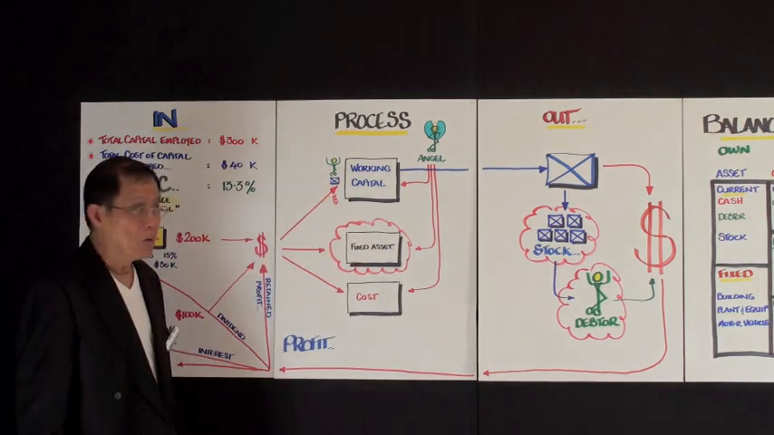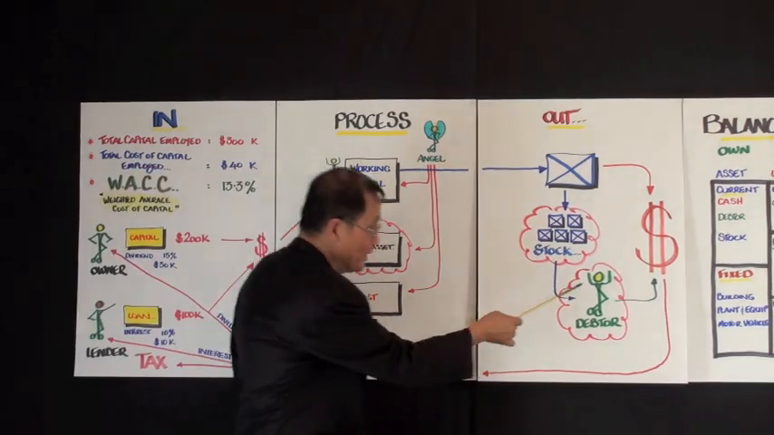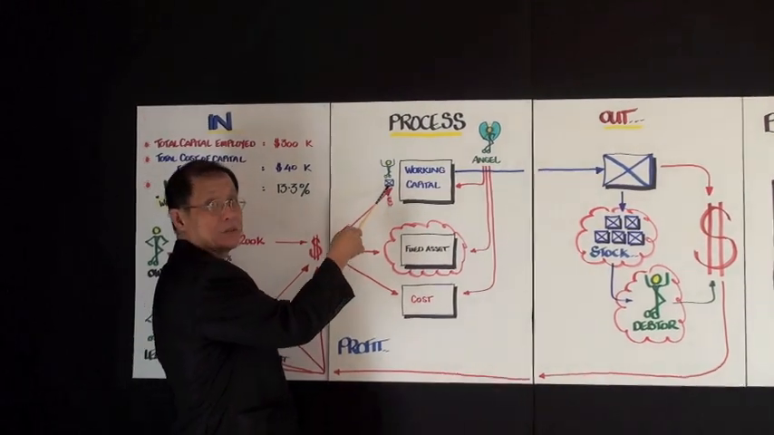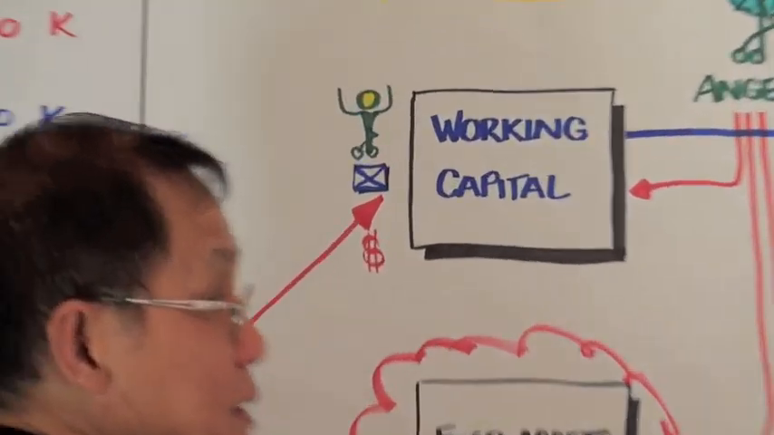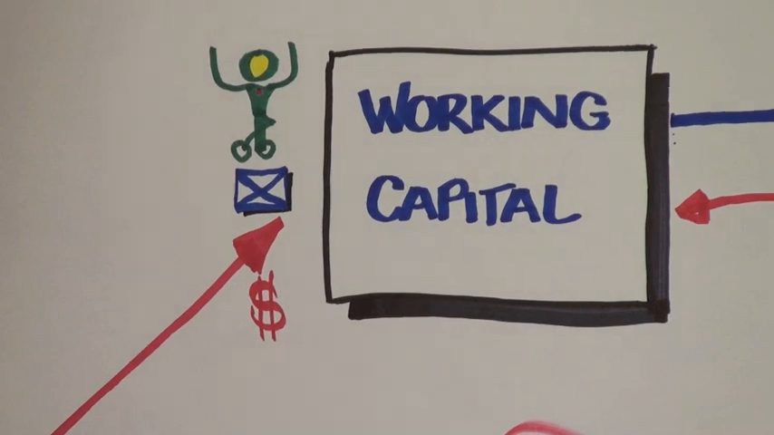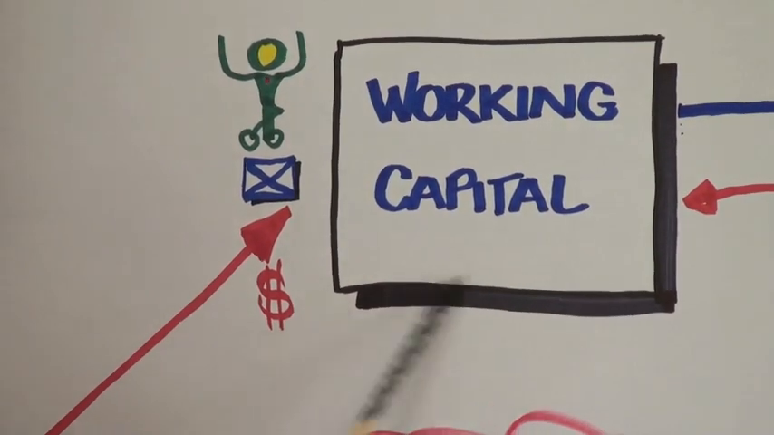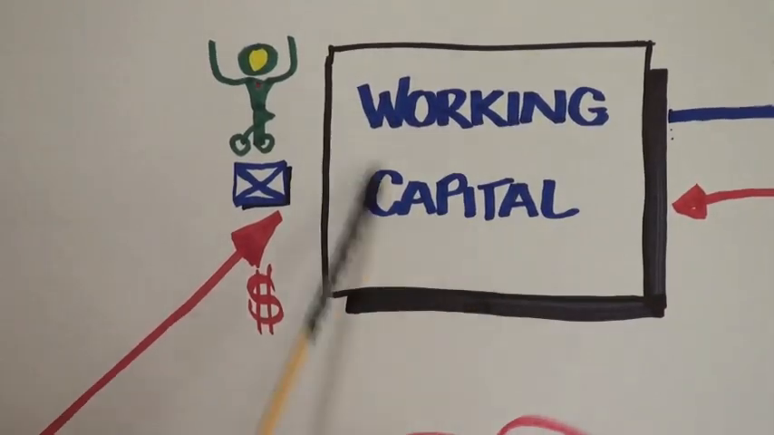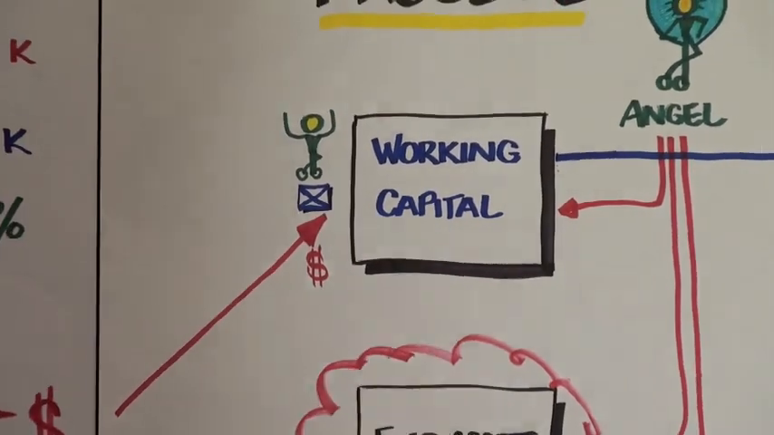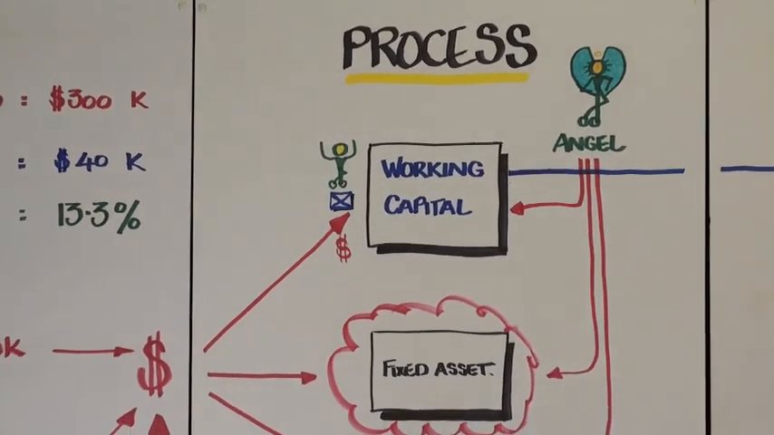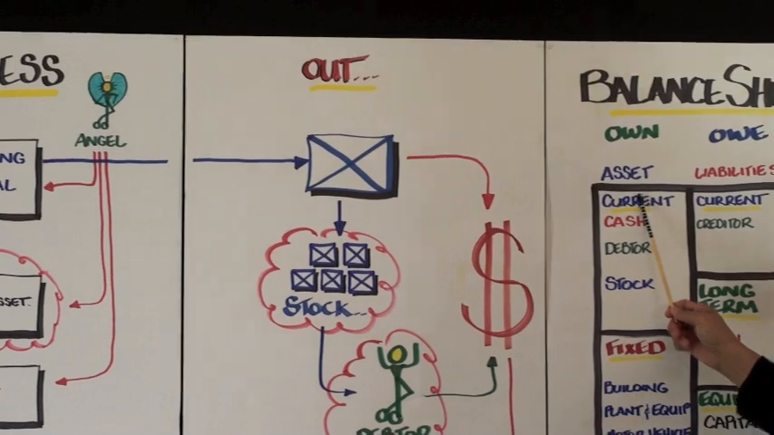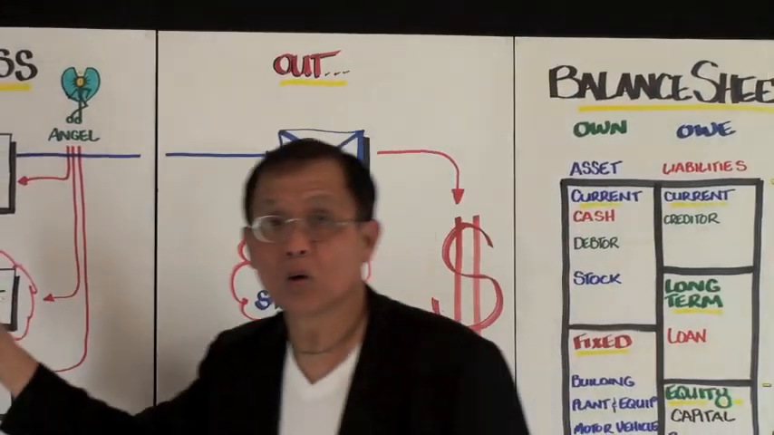Now, let's look at this working capital. What is this working capital? Working capital is money required to finance your customer, debtors. If you look at this, what is this? Stock. Stock is money required to finance your stock sitting in the warehouse. And you need cash here to run your business operation. And if you look at this, what is this? This is cash, debtor, stock.